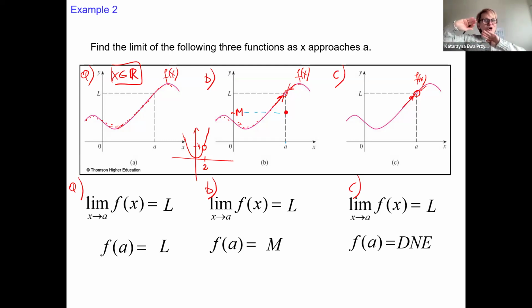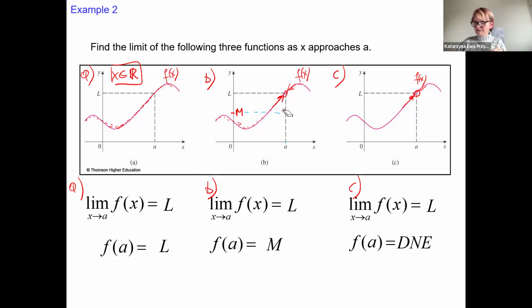Still something is going on near that value, and that's the limit. That's what we would like. The function doesn't have a value at 2, but it has the limit, which is also 4. Open dot means no value. There's no value at that level.